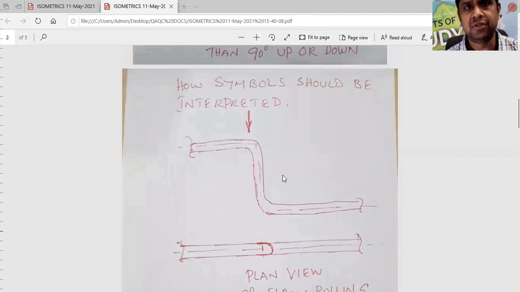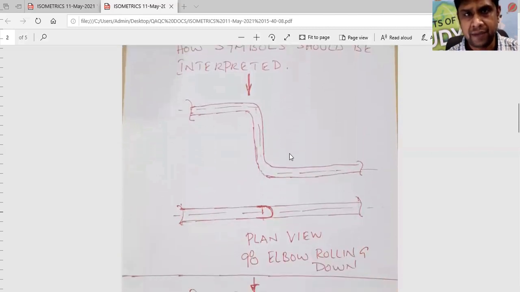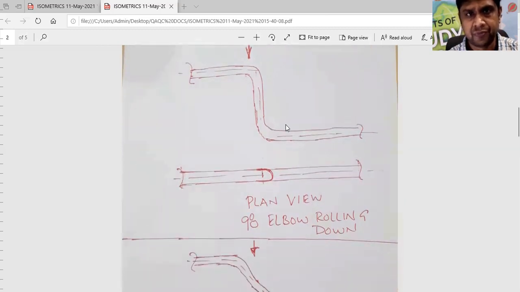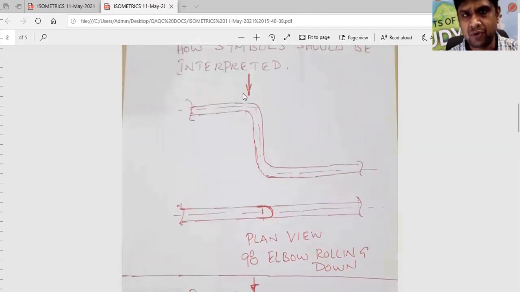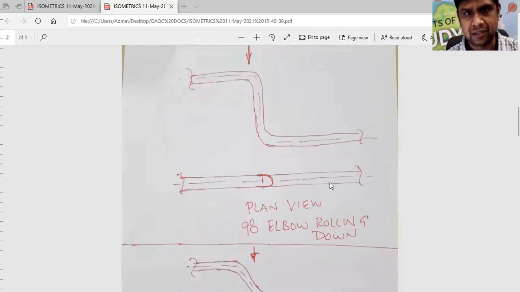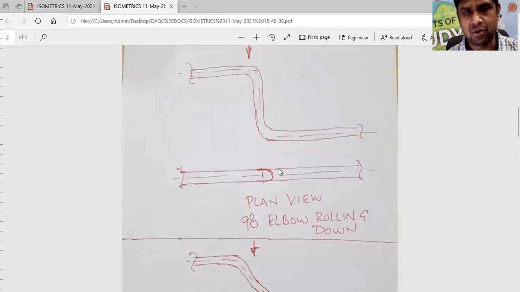How should the symbol be interpreted? This is the elevation view of an elbow. If you draw the plan view of this, it looks like this. So you can see the circle from the top and the length shown here, this leg, and then the elbow going down will be represented in the form of a curve. And then this is the other leg. This is the plan view of a 90 degree elbow rolling down.